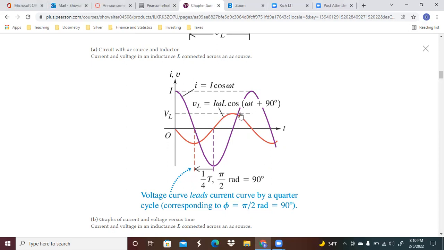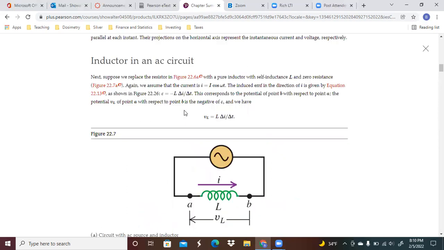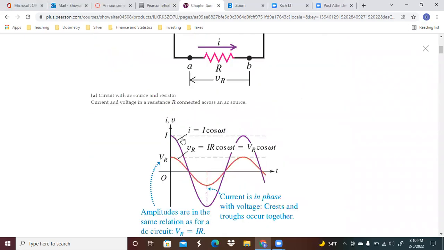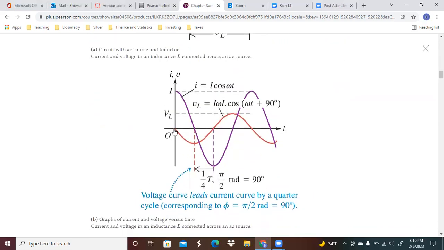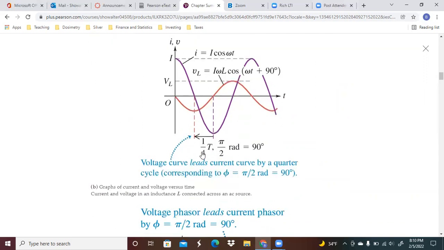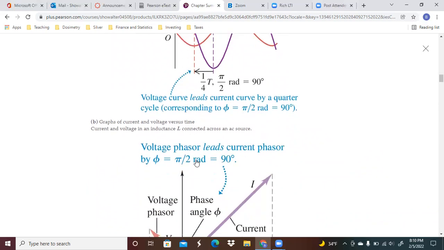And since this is 90 degrees out of phase, we're basically going to take this particular graph that we saw up here, and we're going to shift it 90 degrees so that it starts at 0. And this is the effect that we see. So since it leads by a quarter cycle, again, this is what we've got going on here.